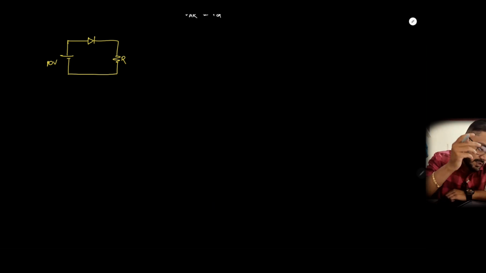Now consider this circuit. As per the discussion, the voltage at the anode potential should be greater than the cathode potential. With respect to this, I want to check whether the diode will conduct or not if the 10 volt voltage is applied.